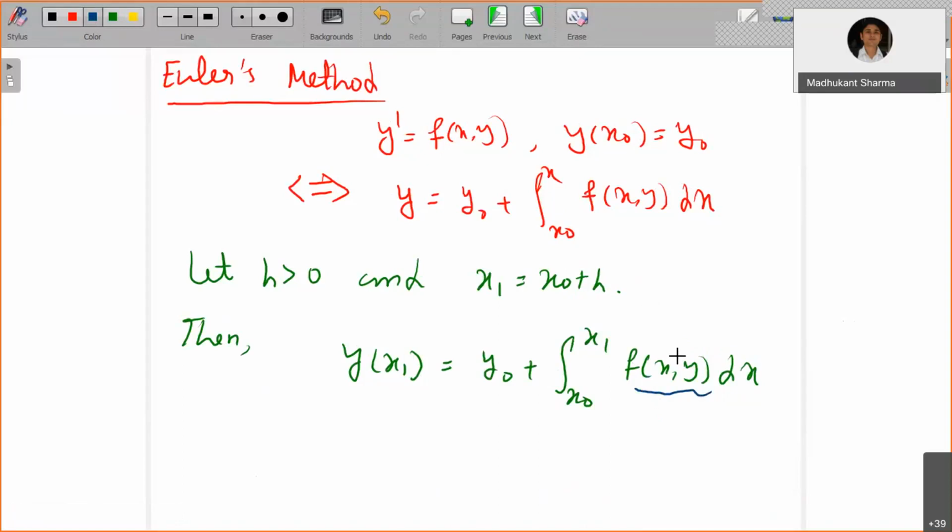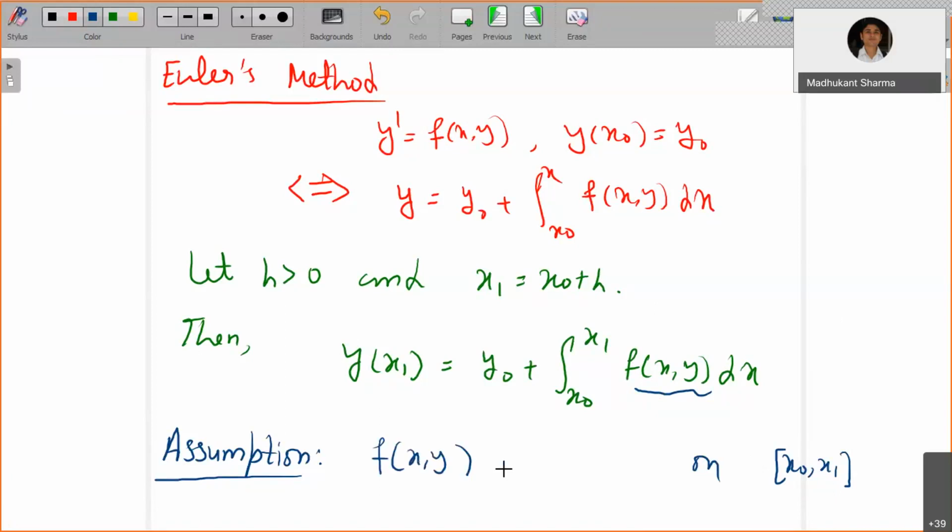Now, the assumption is as follows. Let this interval be x0 to x1, which we will extend to x1 to x2 and x2 to x3 and so on later. Let's say on this interval, f of x, y varies so slowly that it can be approximated by f at x0 comma y, the value at the left hand point.